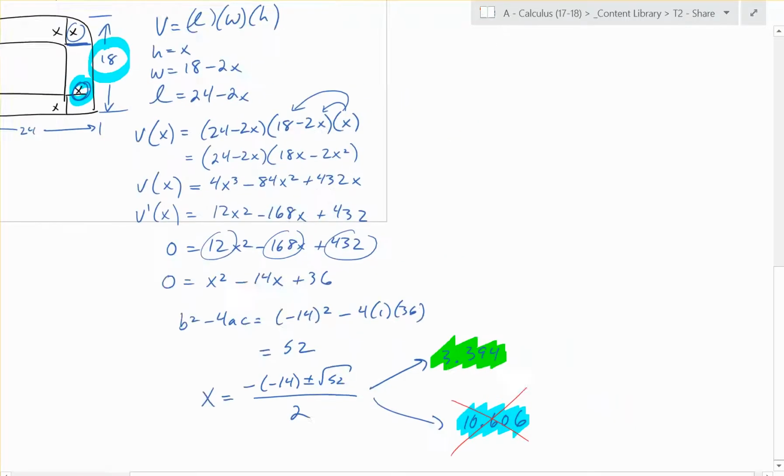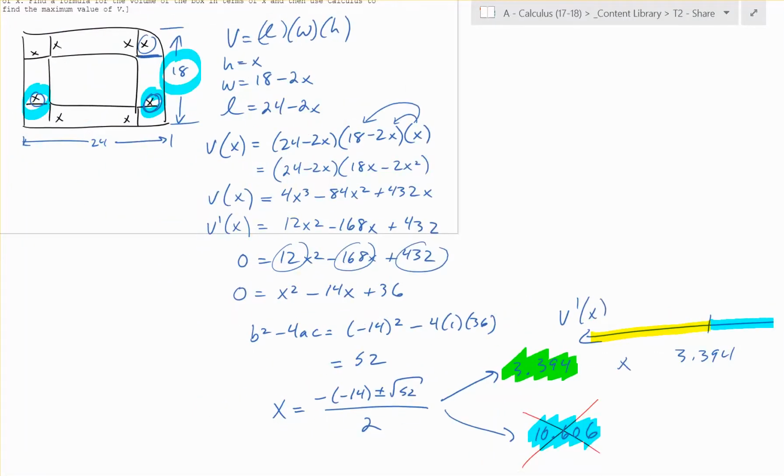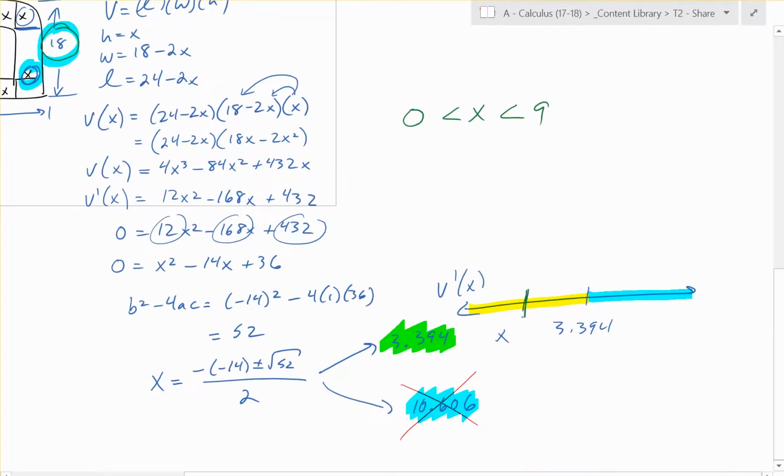But now you need to see that this generates a maximum with a sign diagram. So you have the 3.394 here, and that's an x value, and then you have v prime of x. When you do the two sides of this, you have to the left of it and to the right of it. Pick numbers that are relatively close. What's the biggest x can be and still have a box? x has to be smaller than 9, because if it is 9, then you wouldn't have a width. And it has to be greater than 0, or you wouldn't have a height. So the hard cap down there is 0, and the hard cap up here is 9.